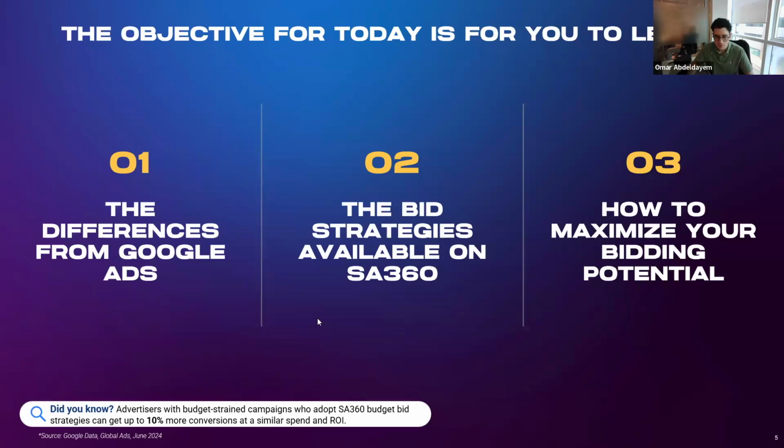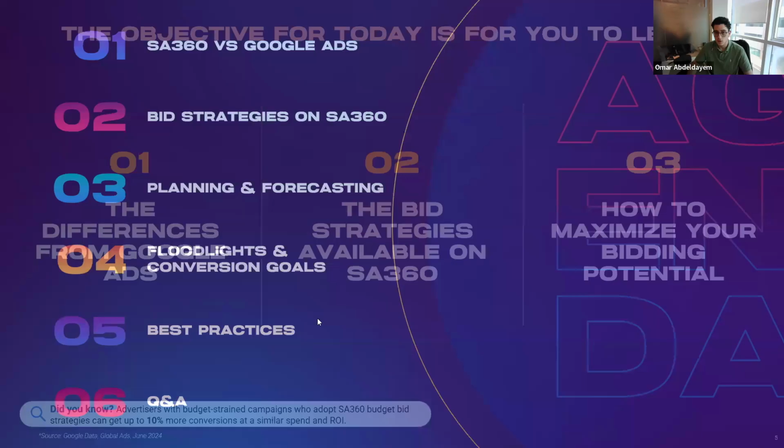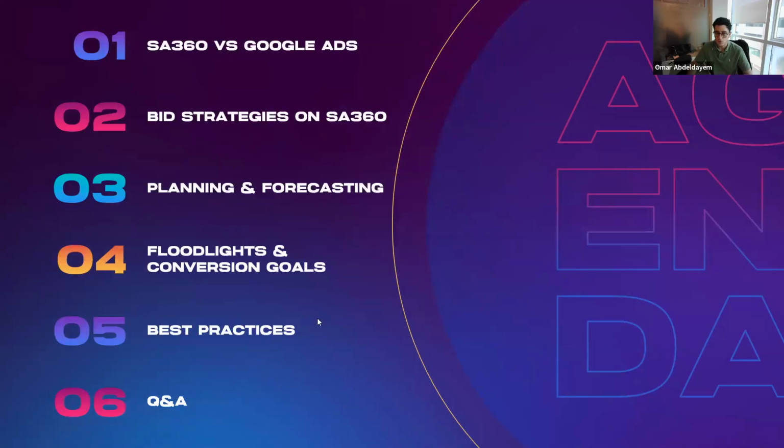And also just a little fun fact, typically speaking, of course, this is directly coming from Google, advertisers with budget-strained campaigns who adopt an SA360 budget bid strategy can typically expect up to 10% more conversions at a similar spend or ROI.